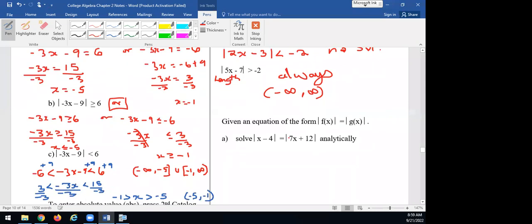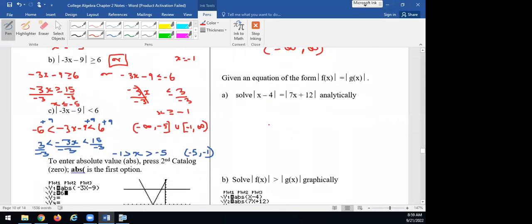All right, let's look at another situation that you may see. When you have one absolute value equal to another. Anybody has any idea how we can solve these? There are also two possibilities. What do you think is the first one? Very good. So x minus 4 is equal to 7x plus 12, and we're going to solve. That's the first possibility.